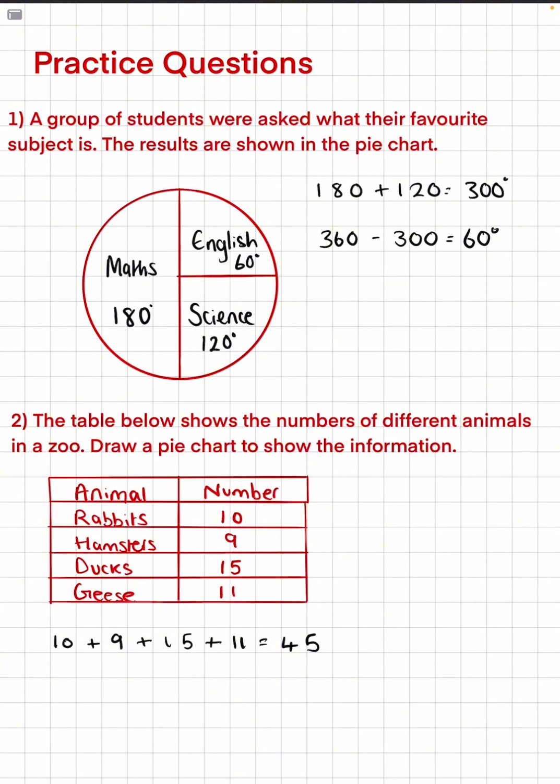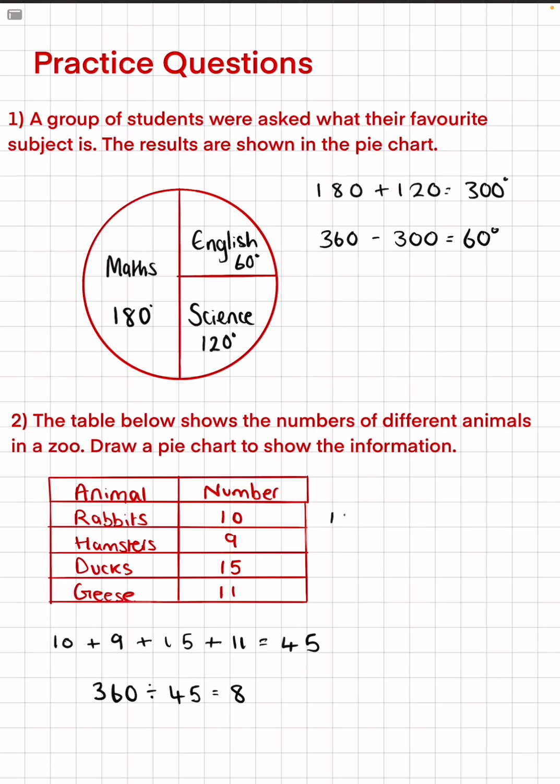Angles in a pie chart add up to 360 degrees. To find the multiplier, we need to do 360 divided by the total number of animals, which is 45. And this gives us 8. So the multiplier is 8. To convert these numbers to angles, we need to multiply each of these numbers by 8.